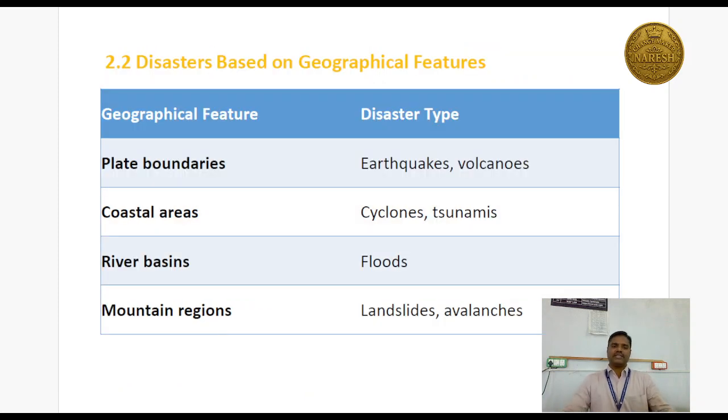When you talk about disasters based on geophysical features, the geophysical feature depends on plate boundaries. So the types of disaster which occur are earthquakes and volcanoes. Then coastal areas, the disaster types are cyclones and tsunamis. River basins have floods. Then mountain regions have landslides and avalanches.